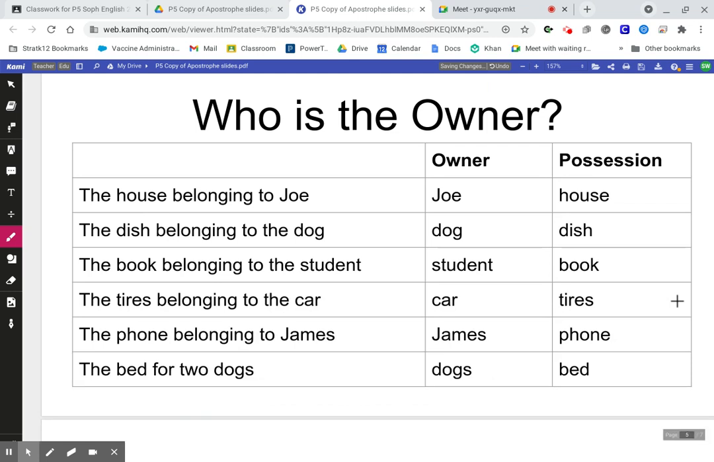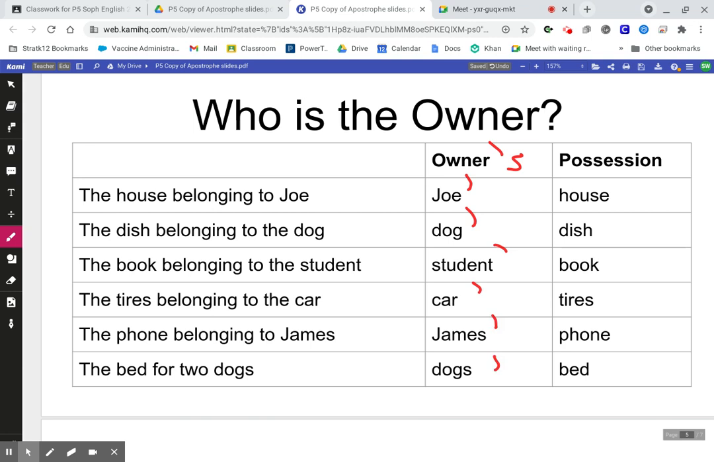Notice the book is the possession and the student is the owner. The tires belong to the car. The car is the owner and it owns the tires. Phone belongs to James. James is the owner. He owns the phone. A bed for two dogs. The dogs are the owners and the bed belongs to the two of them. So the apostrophe goes after the owner. It always goes after the owner. All right? And then it becomes the owner's possession.